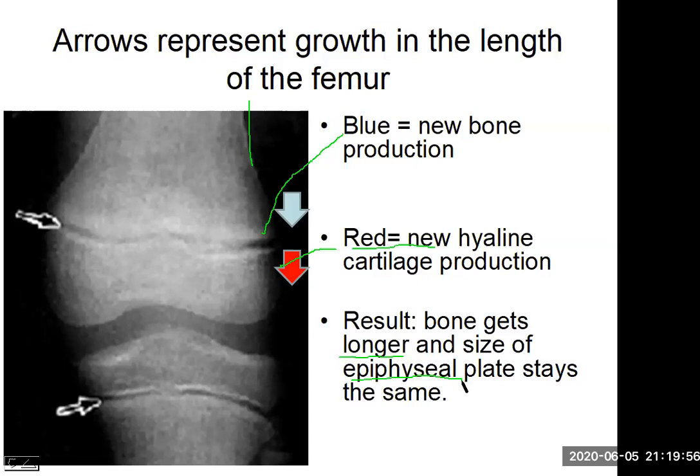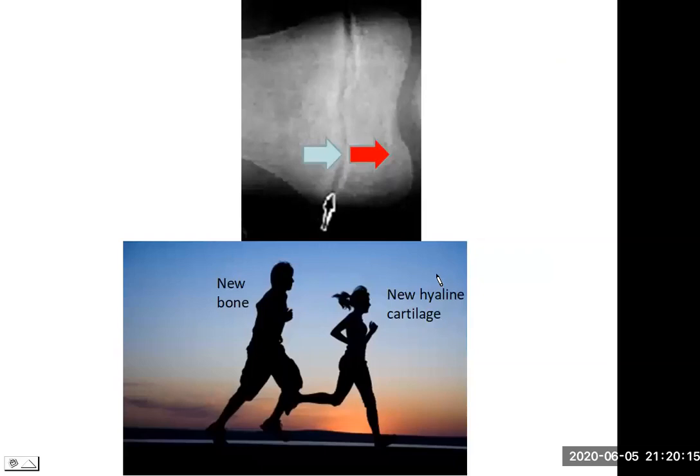So a 5-year-old is undergoing both of these processes. They're making the bones longer as they grow, but they're also keeping a prominent growth plate for future growth. So say at age 10, they could still grow. And this would be the simple analogy. This runner here is representing the rate of bone growth. This runner is representing the growth of new cartilage. If these are running at the same speed, they're going to maintain their distance, thus maintaining the thickness of the growth plate.